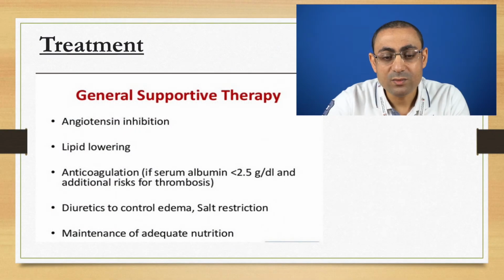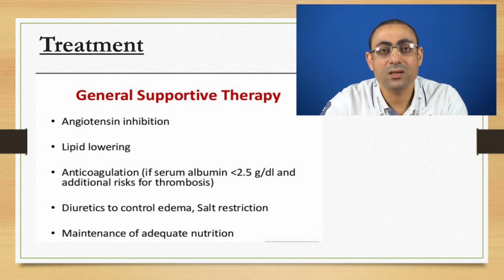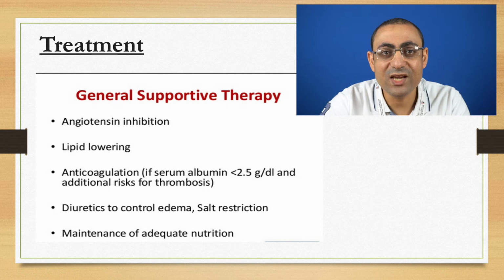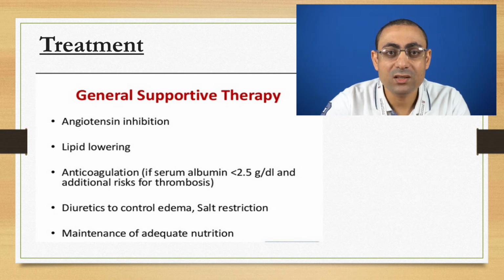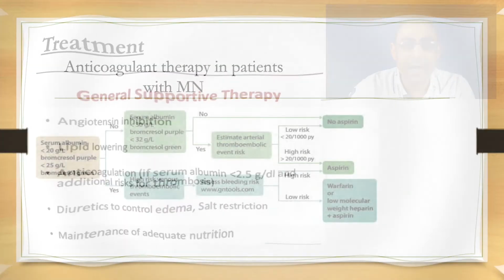What about the treatment of membranous nephropathy? There is general supportive treatment, including antiproteinuric medications. We will give the patient the maximum tolerated dose of ACE inhibitors or ARBs without side effects. We will give the patient a statin, anticoagulation, and a diuretic to control the edema, with salt restriction and adequate nutrition.